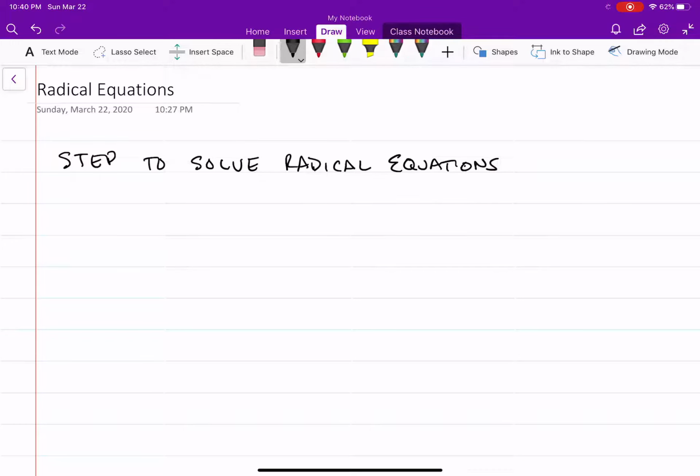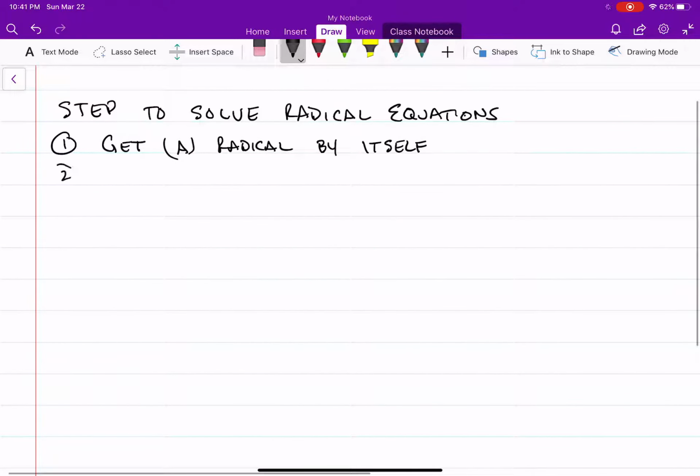Okay, so step one is to get a radical by itself. The reason why I say "a" is because the majority of the equations you're going to be solving only have one radical, but sometimes there will be two radicals in there, and we will have to get one of them by itself, and that will be the last example I do just to show that.